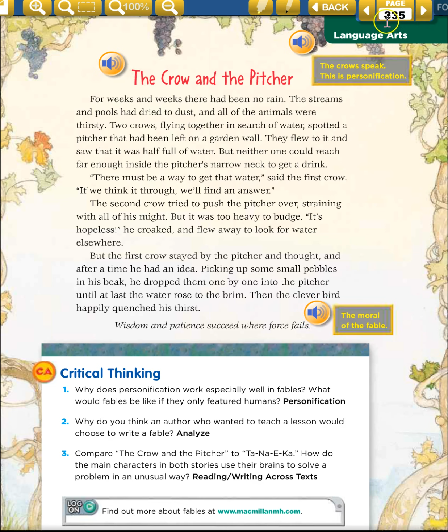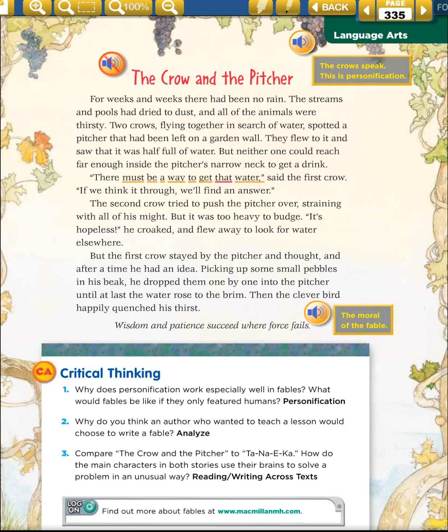Okay, next page, 335. Follow along. The Crow and the Pitcher. For weeks and weeks there had been no rain. The streams and pools had dried to dust, and all of the animals were thirsty. Two crows, flying together in search of water, spotted a pitcher that had been left on a garden wall. They flew to it and saw that it was half full of water, but neither one could reach far enough inside the pitcher's narrow neck to get a drink.